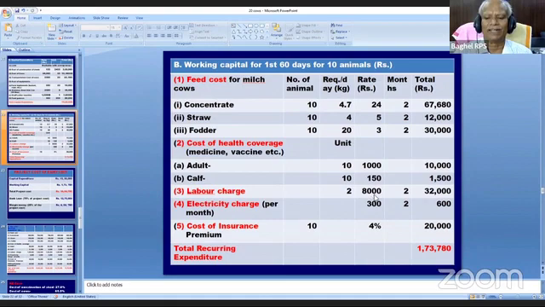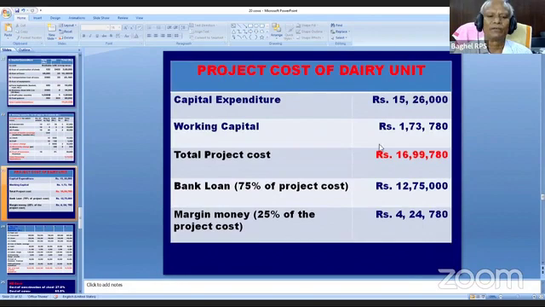Then cost of health coverage, already I have told, 1,000 for the adult, 150 for the calf. Labor charges, 8,000 rupees per month. Electricity charges, 300 rupees per month. And cost of insurance, 4% of the total value of the animal. So it will come to around 1,73,780.